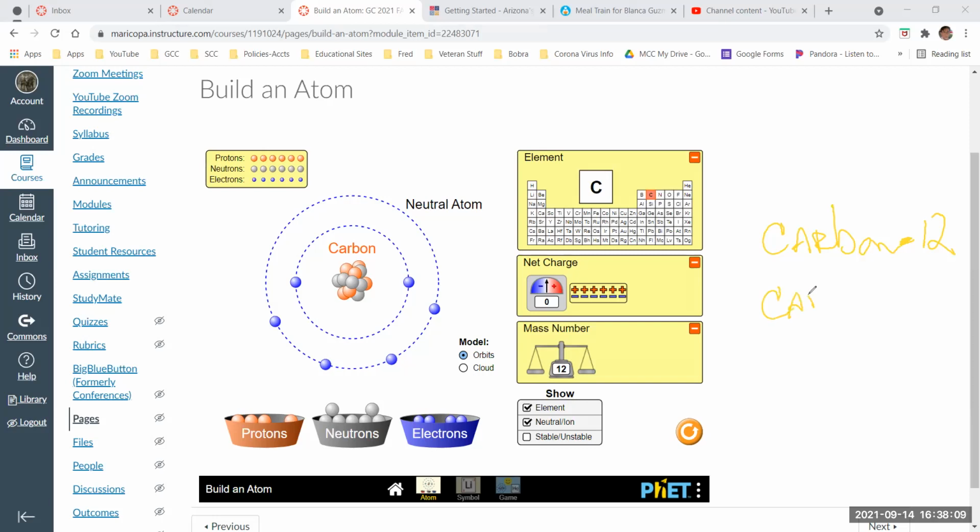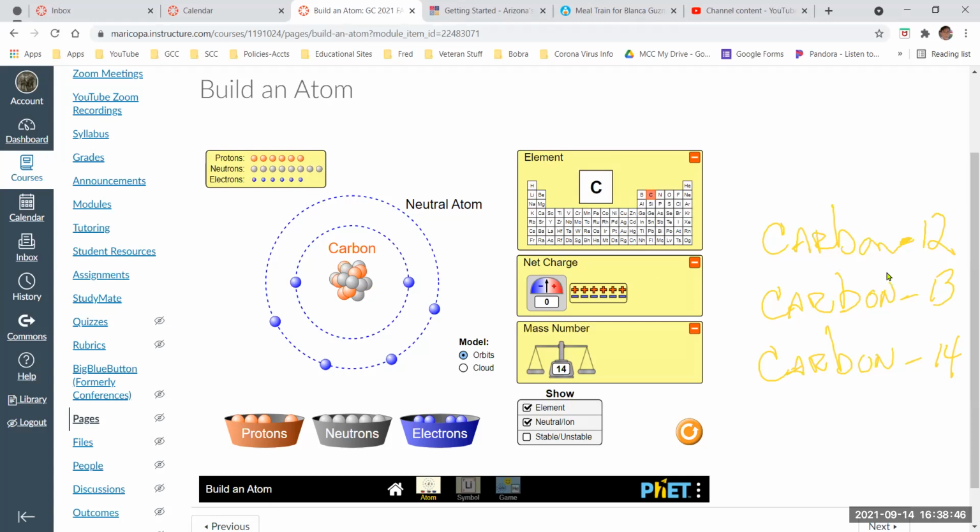There is carbon-13. What that is, is carbon, but it has an extra neutron. And then we have a carbon-14, which means that has an extra neutron. Notice up on top.